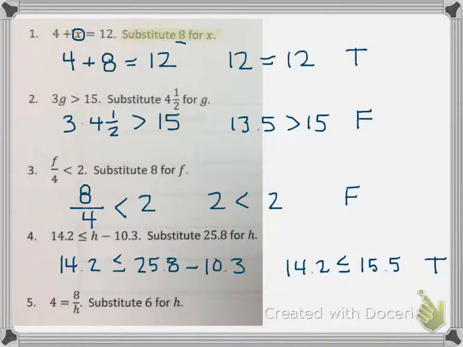Okay, try number 5. Pause the video, come on back, and I'll show you the answer to this one. We'll see how you're doing. All right, here we go. 4 is equal to 8 divided by h, which I know is 6. Well, 8 divided by 6. 4 is equal to, I don't know what 8 divided by 6 is, so I can simplify it. I can divide both 8 and 6 by 2, and I get 4/3. 4 is equal to 4/3? No. False.